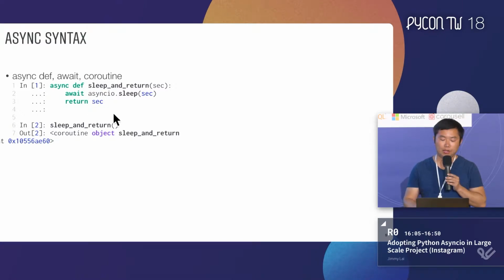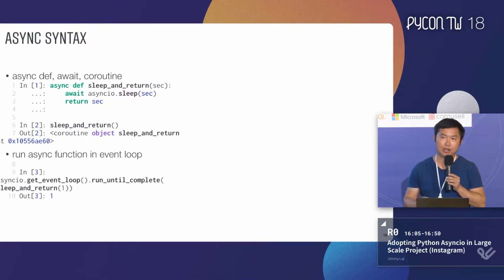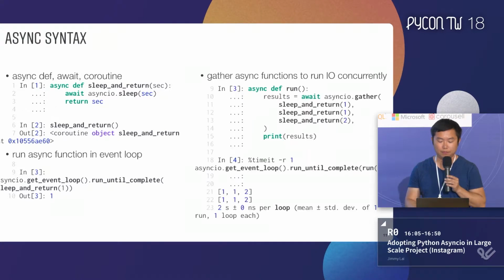So if you want to run an async function in a non-async scope, then you need to start the event loop. You can do asyncio event loop run_until_complete with your async function call. Then it will run your async function and return a result.